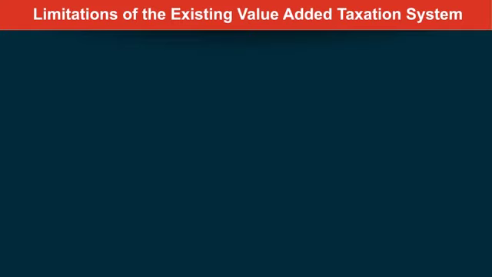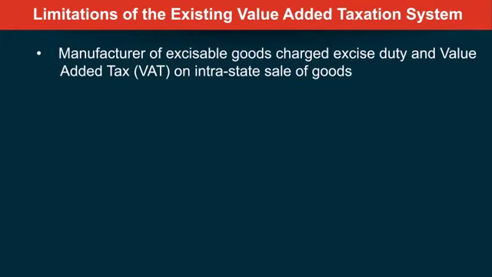Limitations of the existing value-added taxation system. Now, why any tax is required to be replaced is mainly because of the lacunas or limitations of the existing system. Now, in existing VAT mechanism, the manufacturer of excisable goods used to charge excise duty and value-added tax on the intra-state sale of goods. But unfortunately, the credit for value-added tax, that is VAT, and excise duty were not available against each other. And the manufacturer who is selling goods in the same state is required to pay two different taxes. One is excise duty and another is VAT.